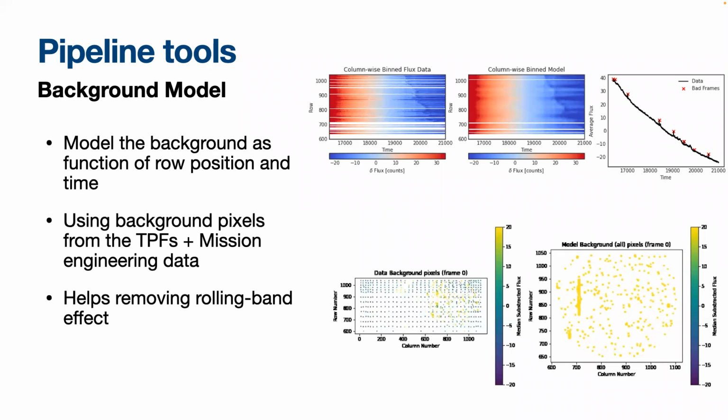In these figures, I'm showing in the top left panel the data for the background pixels as a function of time, for each row. So it's like a time series of each row, which was averaged in the columns. And then the model in the middle panel. As you can see, there is this signal that is coming from the top row and moving down as time passes. That's the rolling band signal, and we capture that with our flexible model.